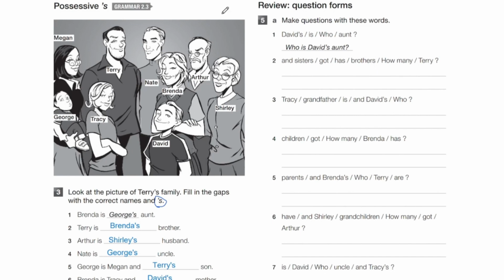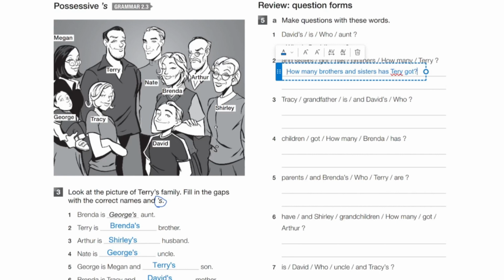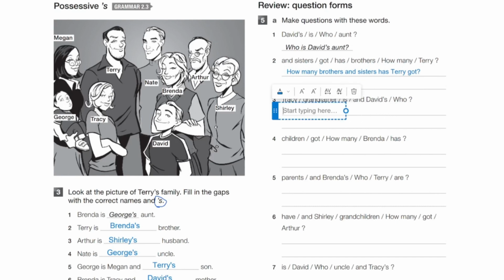So we'll write it down. We need to always write down, guys, when we do the workbook, because it really teaches. You will learn better when you write. So how many brothers and sisters has Terry got? That's it. Number 3, Tracy grandfather is and David's who? So who is Tracy and David's grandfather? Who is Tracy and David's grandfather?